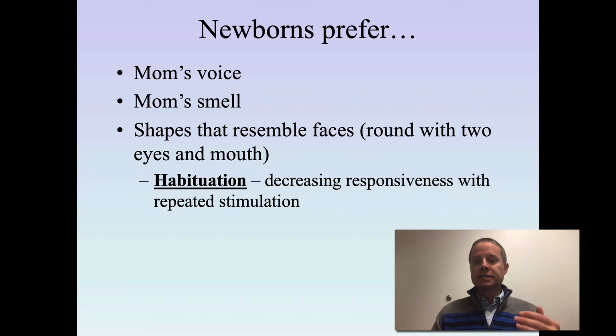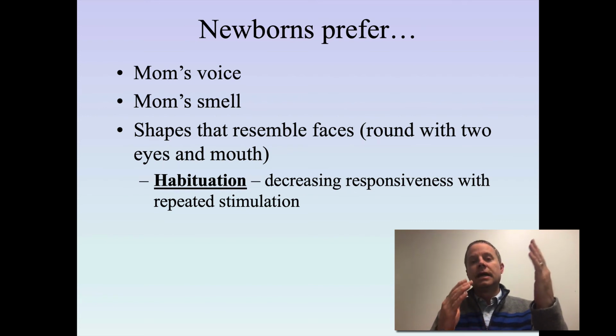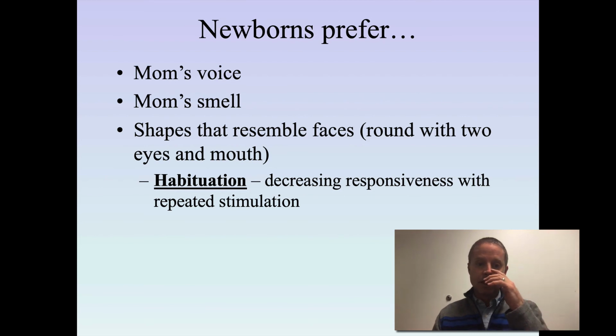And habituation is the idea that a baby has a decreasing responsiveness with repeated stimulation. So the second time you show him the face, he'll look at it less. The third time, he'll look at it less and less and less. Each time he's shown the face, he'll look at it less. But how long it takes a baby to habituate is one way we know if they prefer something. The longer it takes them to habituate means they like the stimulation.